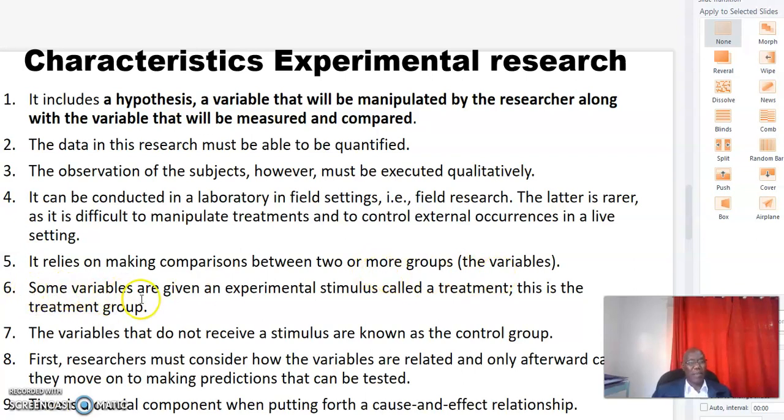Number 6, some variables are given an experimental stimulus called a treatment. This is the treatment group. Number 7, the variables that do not receive a stimulus are known as the control group. 8, first, researchers must consider how the variables are related, and only afterwards can they move on to make predictions that can be tested. And lastly, number 9, time is a crucial component when putting forth a cause and effect relationship.